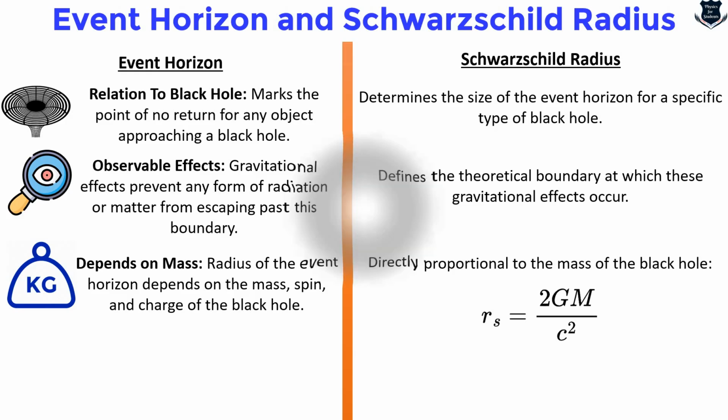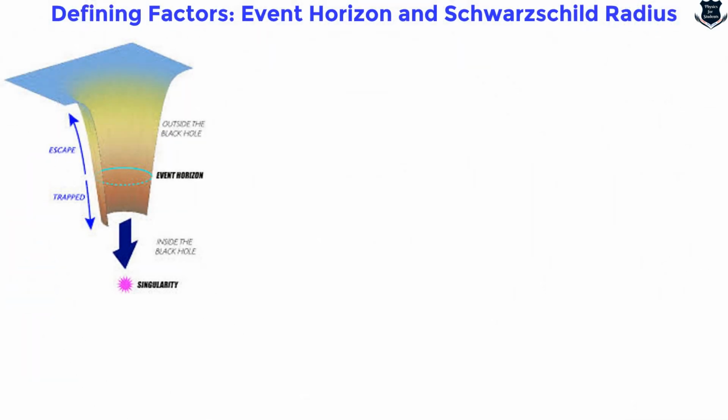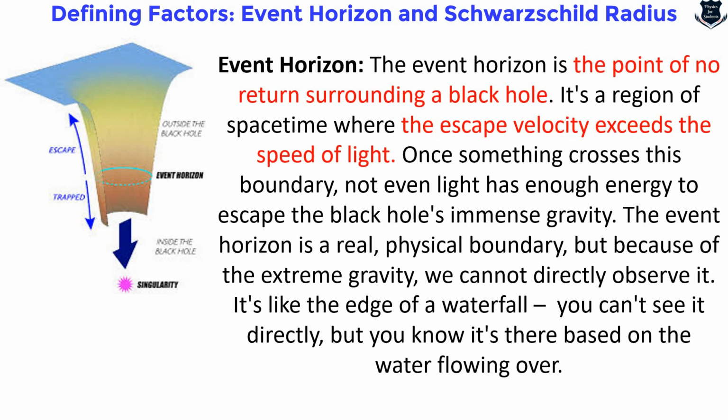So what are the defining factors that we can find? Very simple, you can look into this diagram, and it simply says that it is the no point of return. It is a region of space-time where the escape velocity exceeds the speed of light. That means you need to have an escape velocity more than the speed of light, which special relativity prevents. And the event horizon is a real physical boundary, but because of extreme gravity, we cannot directly observe it.